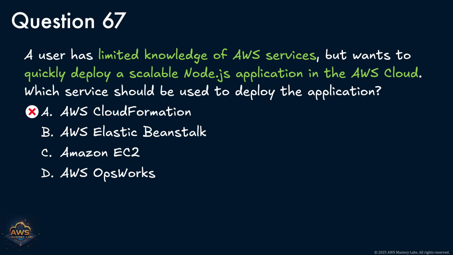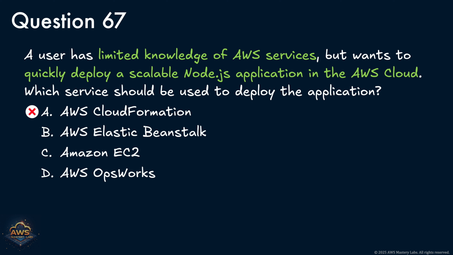Option A, AWS CloudFormation. While powerful, AWS CloudFormation is primarily an infrastructure as code service. It's intended for users who want precise, programmatic control over resource creation using YAML or JSON templates. For someone with limited AWS knowledge, writing and managing CloudFormation templates adds unnecessary complexity.